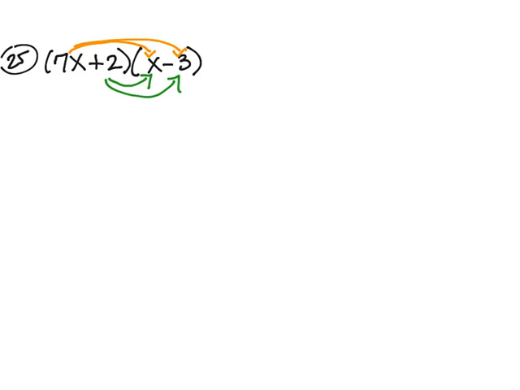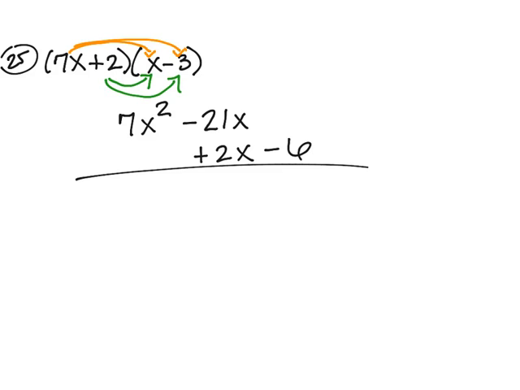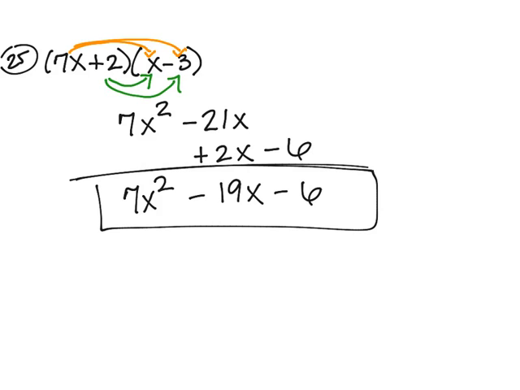So what's 7x times x? 7x squared, good. 7x times negative 3? Negative 21x. Okay, that's multiplying by 7x. Now multiply by 2. 2 times x, 2x. 2 times negative 3? Negative 6. And I can combine the x terms. Y'all see that? The single x. So I bring down my 7x squared. What's negative 21 plus 2? Negative 19x. And I bring down my negative 6. Y'all see that?